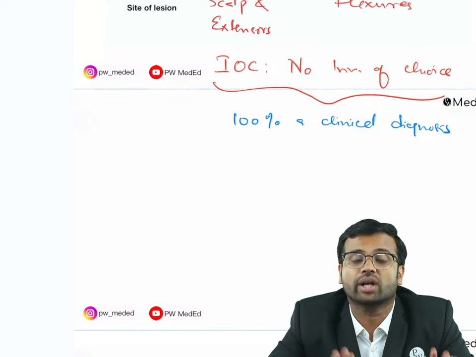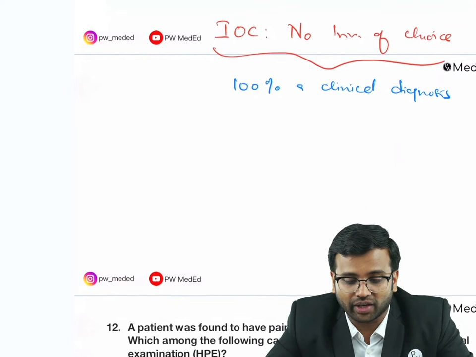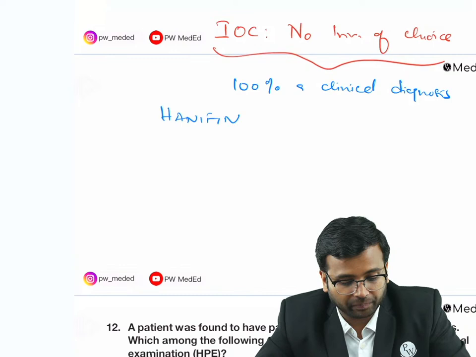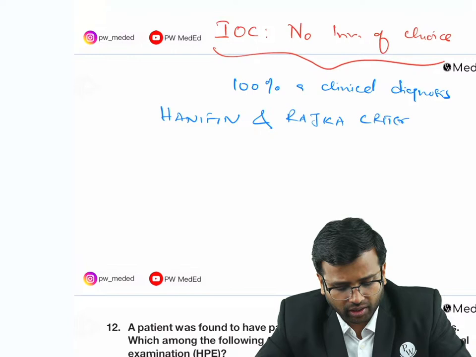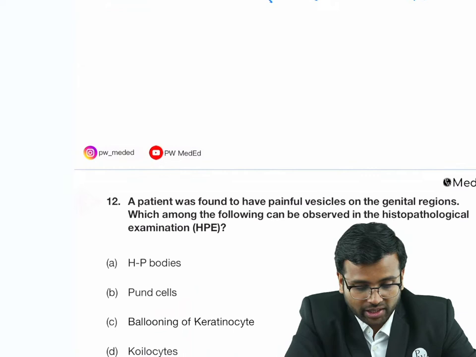Fine. So please remember that for atopic dermatitis, there is no investigation of choice. It is 100% a clinical diagnosis. So if at all you have to make a diagnosis of atopic dermatitis, there should be some criteria, isn't it? So what is the criteria when it comes to atopic dermatitis? The criteria is called Hanifin and Rajka. So Hanifin and Rajka criteria is used for the diagnosis of atopic dermatitis. So very good, Dr. Pihu. All of you are answering it right. So now let's go to the next question.